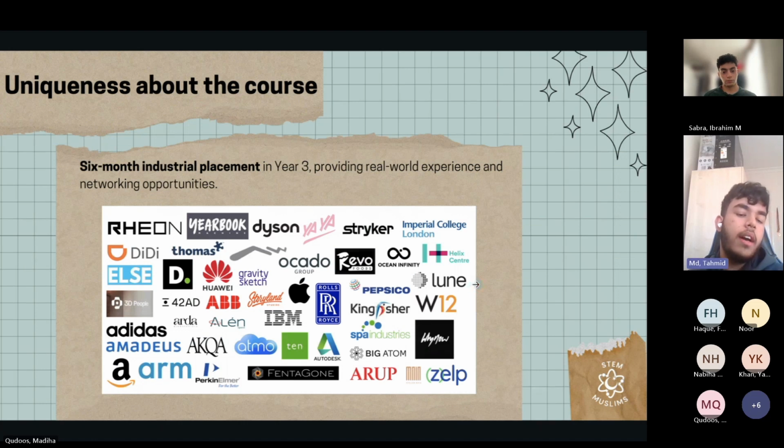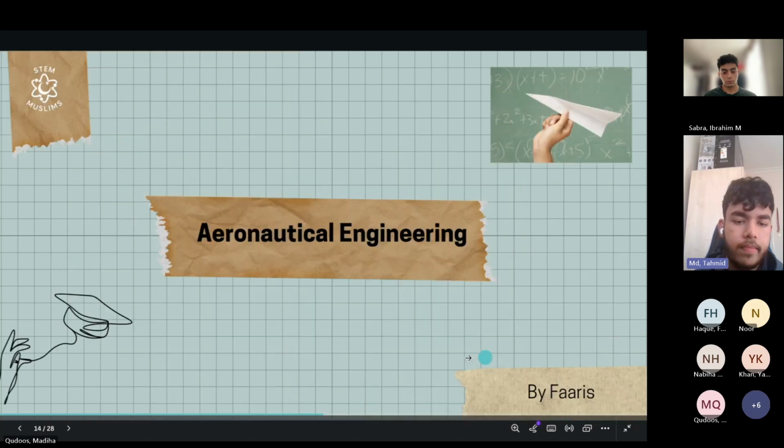Another very unique thing about the course is that everyone has to do a 6-month industrial placement in year 3, starting from April, I'm pretty sure, to September. So yeah, 6-month industrial placement, and these are a couple of the companies that some past students have gone into. So you can see quite big, well-established companies down here: Amazon, Apple, Rion Labs, Dyson, Stryker. So you get a lot of industry experience with this degree. Yeah, that's all from me.